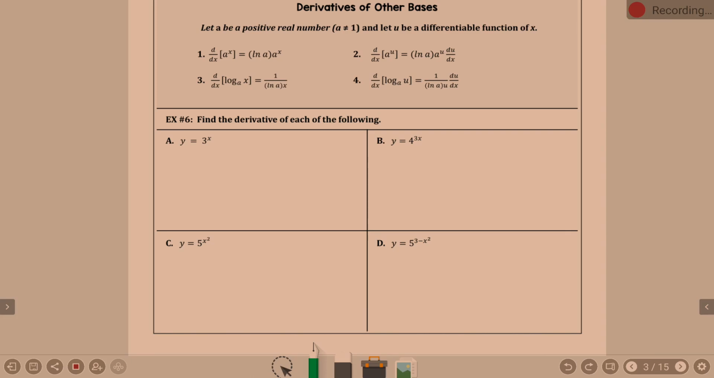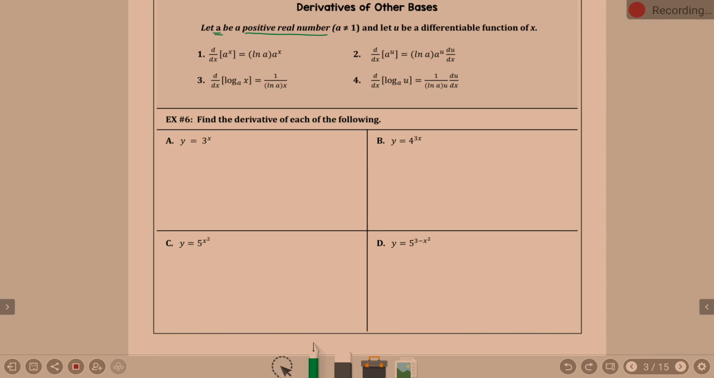A lot of my derivative rules I know from year to year. These are the ones that every year I have to relearn with you guys and recommit to memory because they just don't stick with me for whatever reason. But now keep in mind, A is a number. Let A be a positive real number other than 1, and U is a differentiable function of X. Key is A is a number, X is a variable.